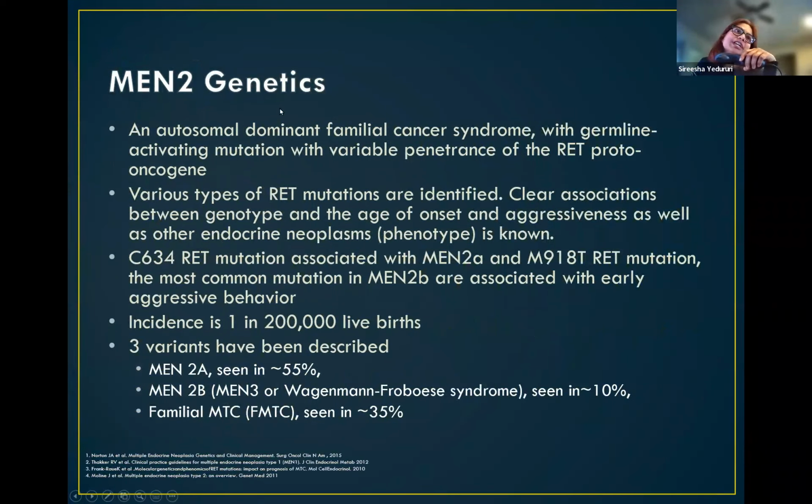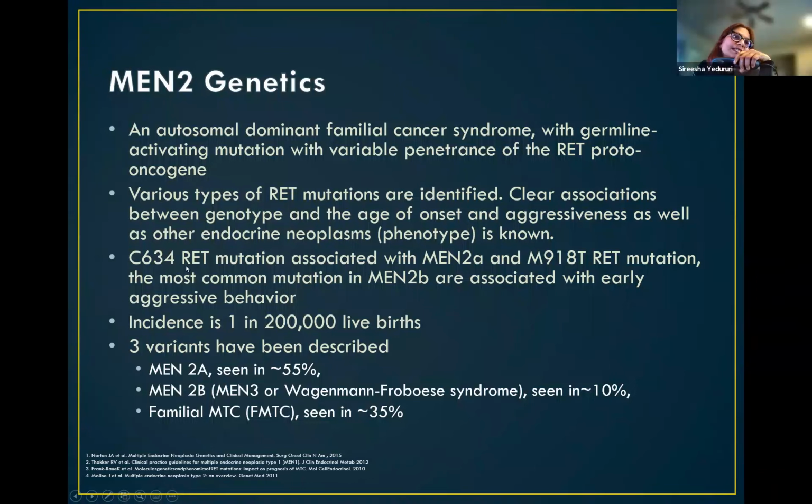So, MEN2 genetics. It's an autosomal dominant familial cancer syndrome with germline activating mutation, with variable penetrance, of the RET proto-oncogene. Various types of RET mutations are identified. And unlike MEN1, there are clear associations between genotype and phenotype. Basically, the age of onset, aggressiveness, as well as other endocrine neoplasms, is known.